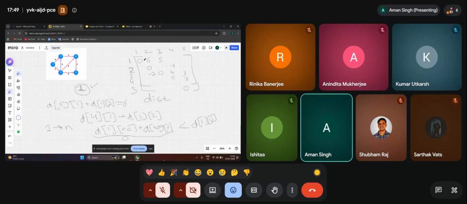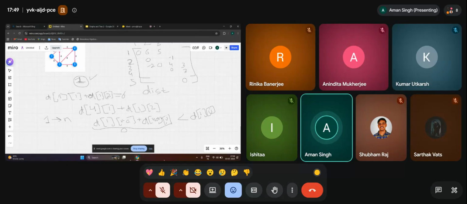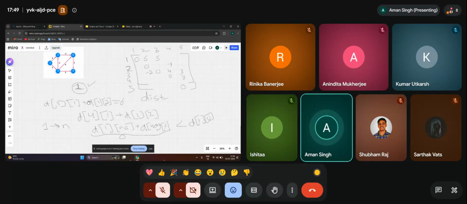All the diagonals will definitely be 0. And here we are using a concept similar to dp, because we are computing this thing and we use the same thing when we go forward. If this is computed, we can use it for finding the distance for other nodes. So this is like dp.